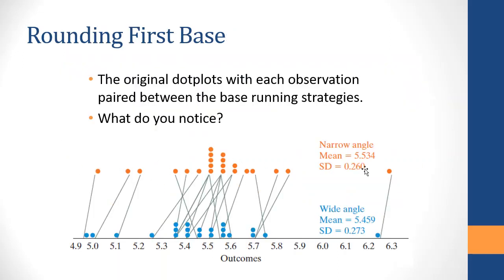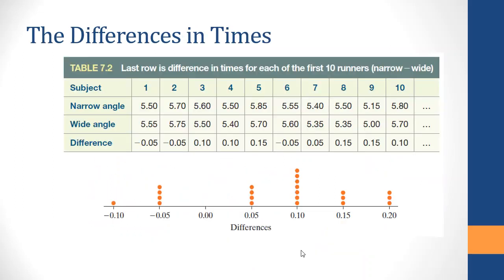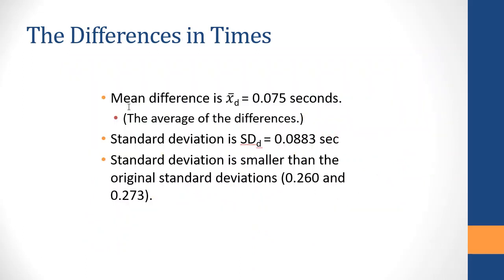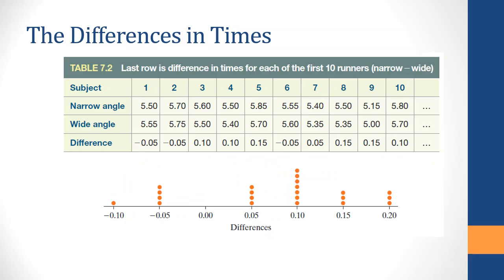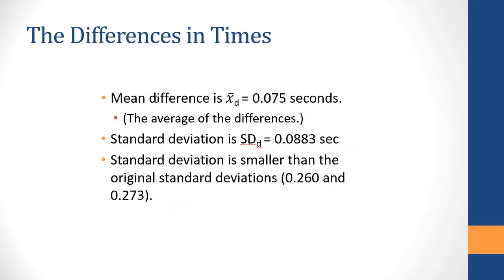All of this variation that was happening between the different runners has now been condensed down, and we can see that the wide route is actually faster. Okay, so if we take all of these differences and average them up, that's our x bar, the average of the differences. It's still 0.075, but that standard deviation of the differences went way down. So the variation shrunk. And when you shrink the standard deviation, you're going to have much stronger strength of evidence.